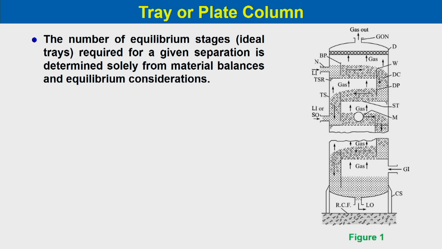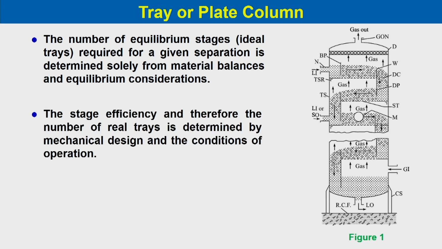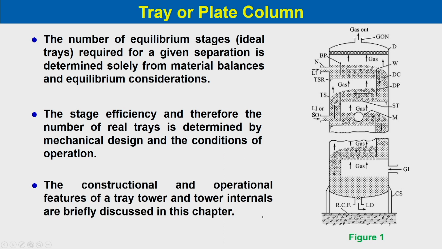The number of equilibrium stages, or we call it ideal stages or trays, required for a given separation is determined solely from the material balance and the equilibrium consideration. The stage efficiency, and therefore the number of real trays, is determined by mechanical design and the conditions of operation. The construction and the operational features of a tray tower and the tower internals are briefly discussed in this lecture.